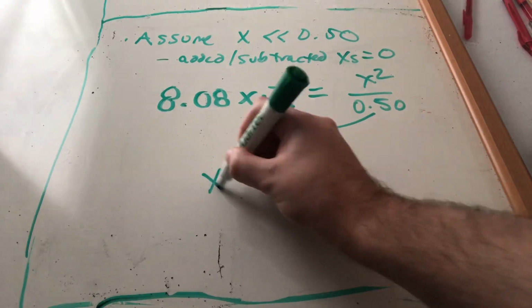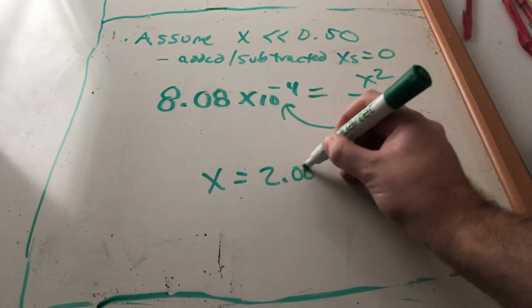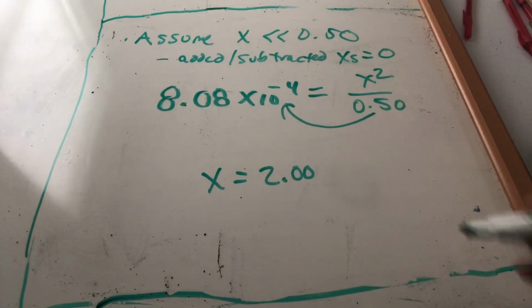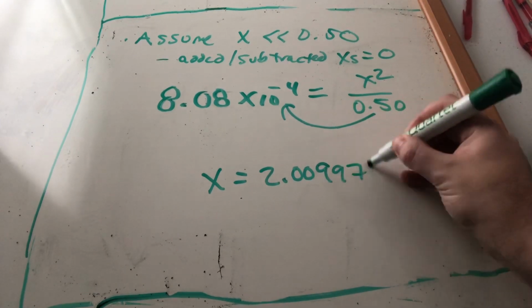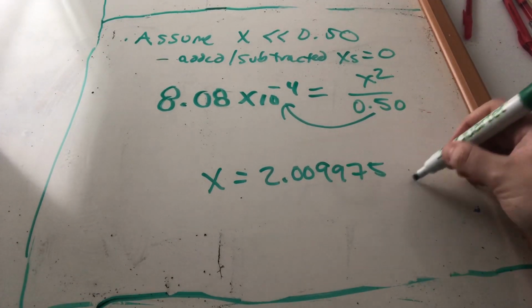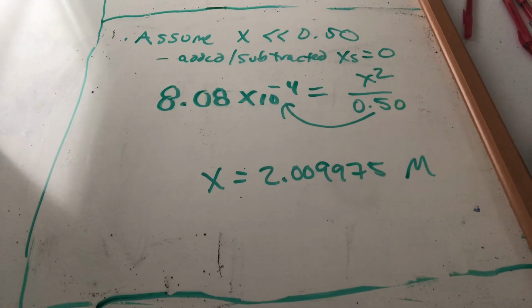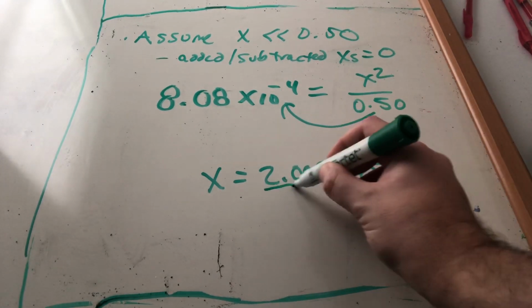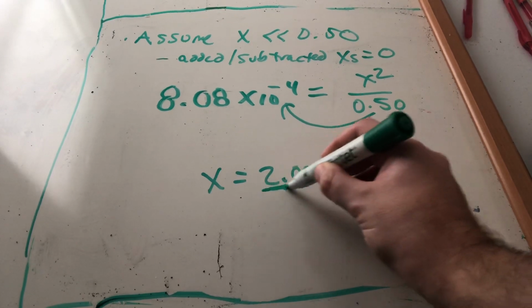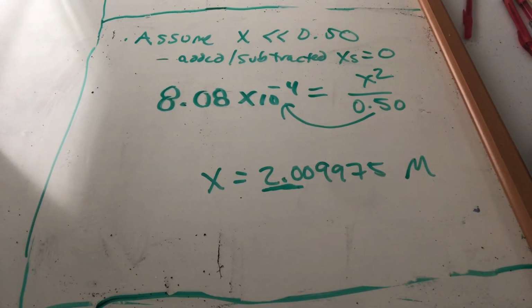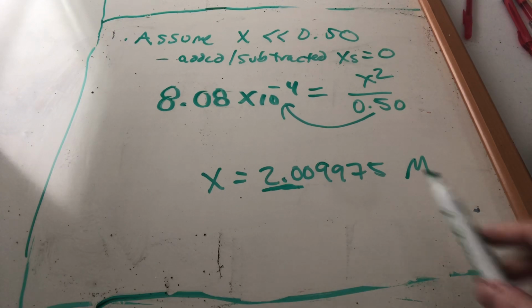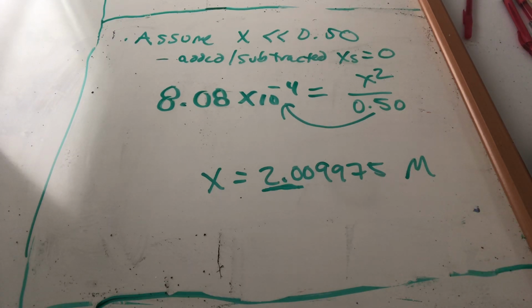And what you get is x is equal to 2.009975. All right, and we know it's a molar. All right, we can write it down. Because we know if we have to solve for concentrations, this is what we'll get. For units. So there's 2 significant figures here. Way easier, avoided a lot of math, right? Solve for x in a lot more straightforward way.